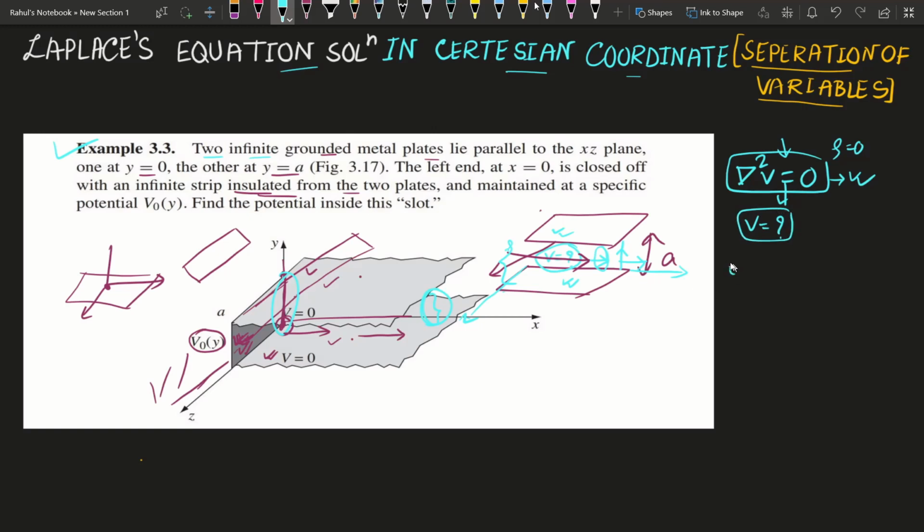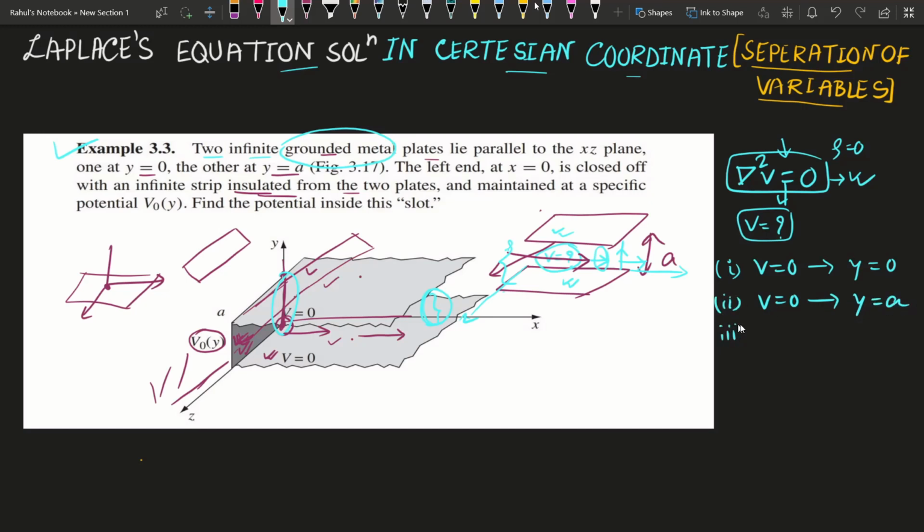And we have some certain boundary conditions here. What are the boundary conditions? Number one: this is a grounded metal plate, which means the upper and below plates are grounded. So we can express it like this: V equal to 0 at y equal to 0, and V equal to 0 at y equal to a. This is for the upper plate.